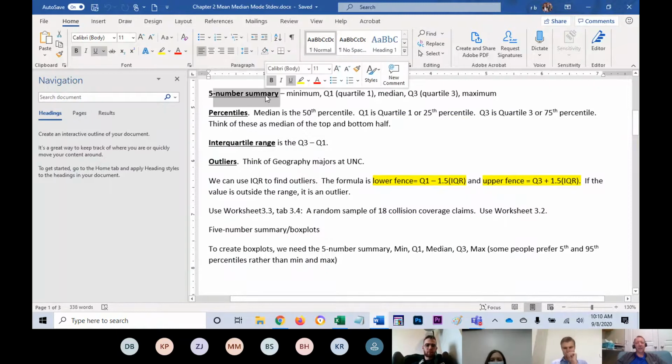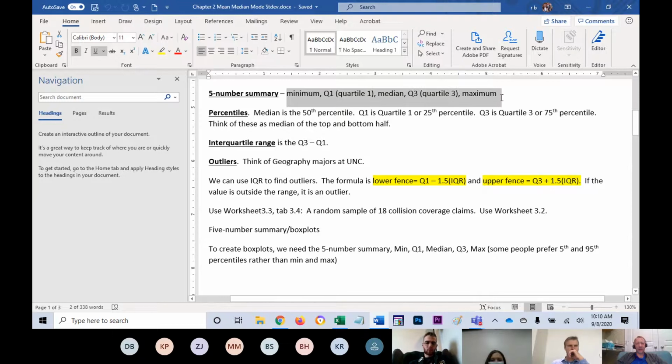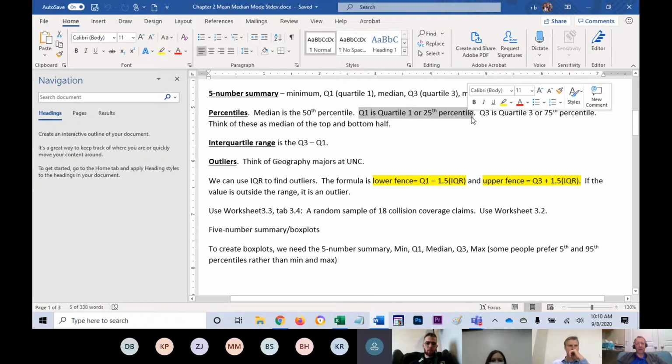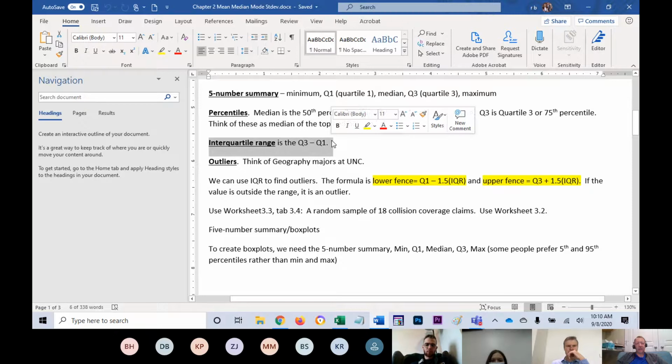So the 5-number summary consists of your minimum, quartile 1, the median, quartile 3, and the maximum. Median's the 50th percentile. Quartile 1 is the 25th percentile. Quartile 3 is the 75th percentile. You can think of these two quartiles as the median of the top half and the bottom half of your data. The interquartile range is Q3 minus Q1.